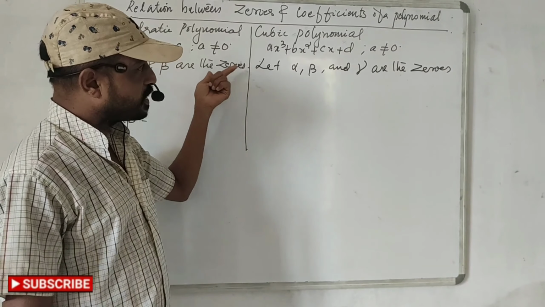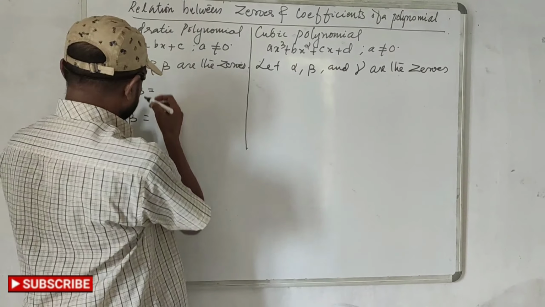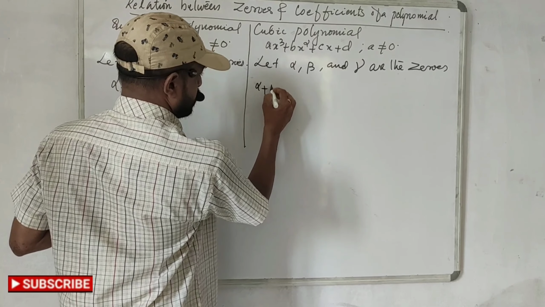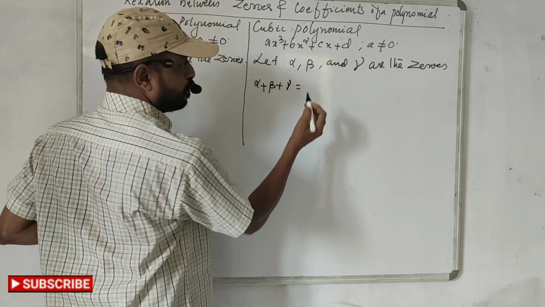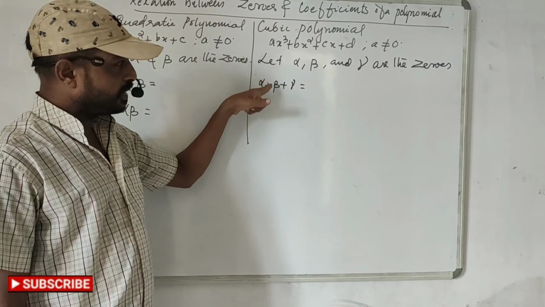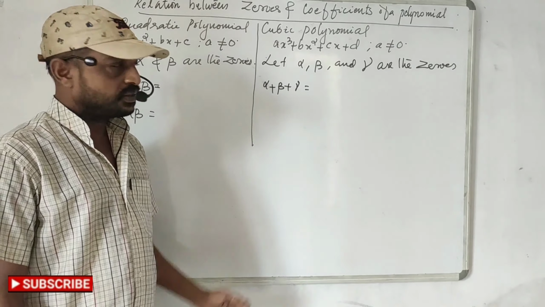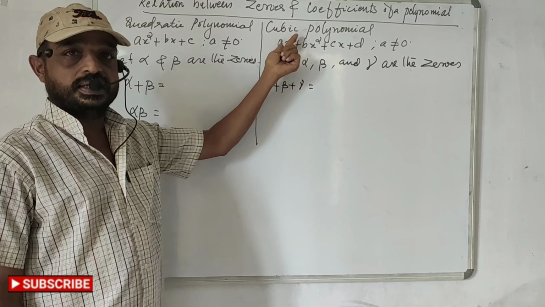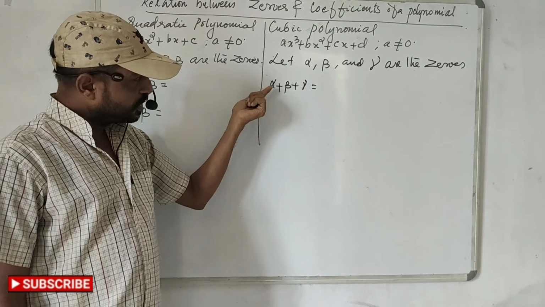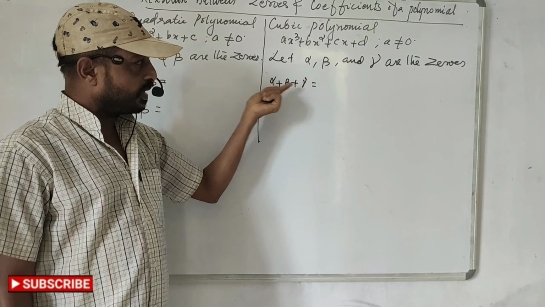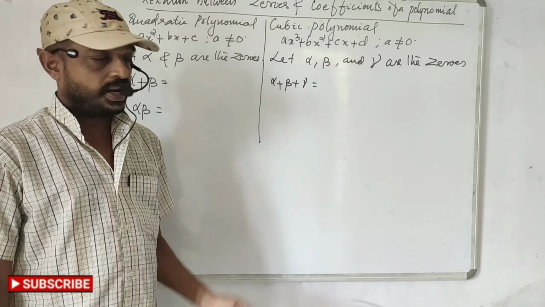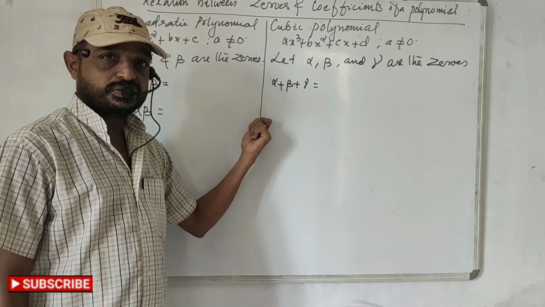So we can find the sum of the zeros like this: alpha plus beta plus gamma. Alpha, beta and gamma are the zeros. Three zeros are there because this is a third degree polynomial. So alpha plus beta plus gamma is the sum of the zeros. Again we can find the product of the zeros.